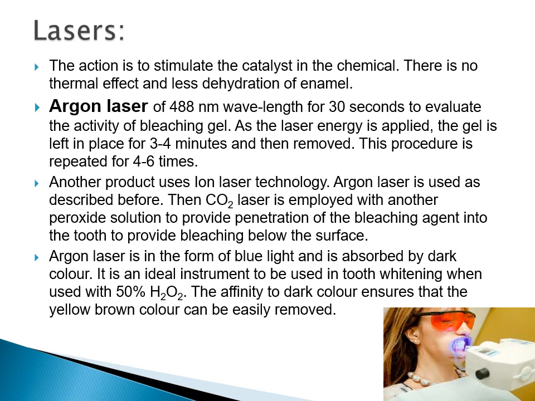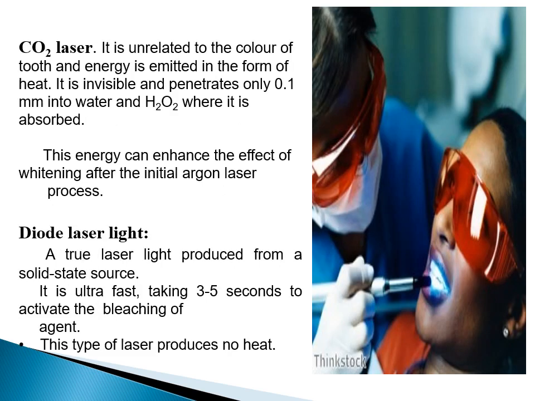Another product uses ion laser technology. Argon laser is used as described before, then carbon dioxide laser is employed with another peroxide solution to provide penetration of bleaching agent into the tooth, providing bleaching below the surface. Argon laser is in the form of blue light and is absorbed by dark color. It is an ideal instrument to be used in tooth whitening when used with 50% hydrogen peroxide. The affinity to dark color ensures that the yellow-brown color can be easily removed.